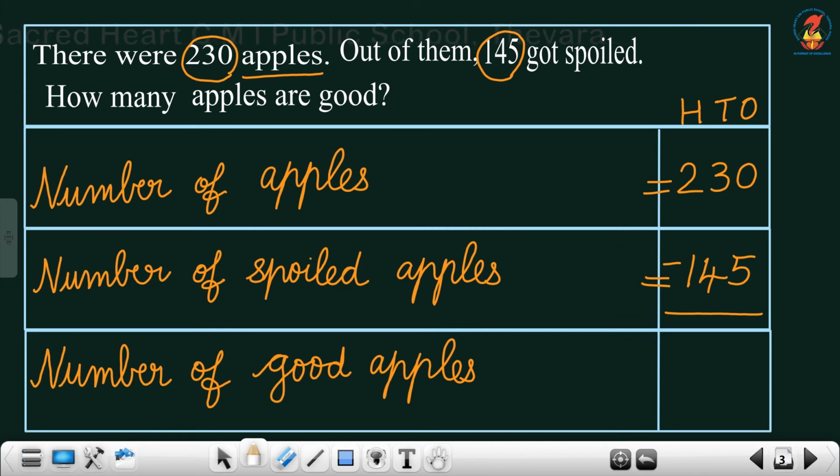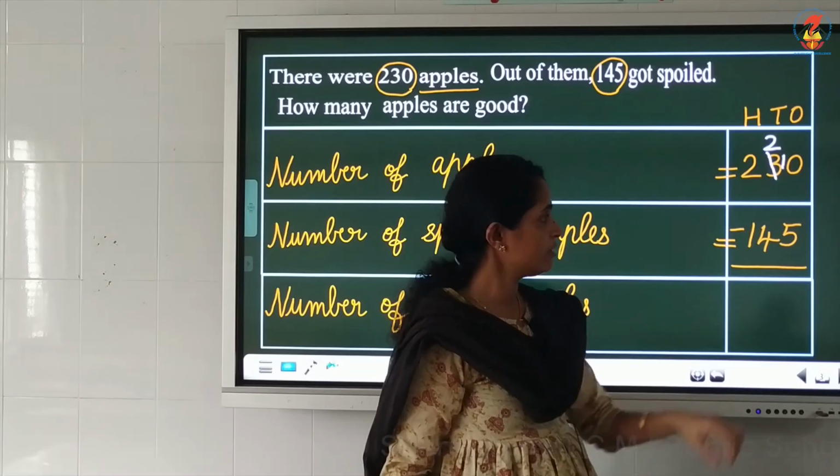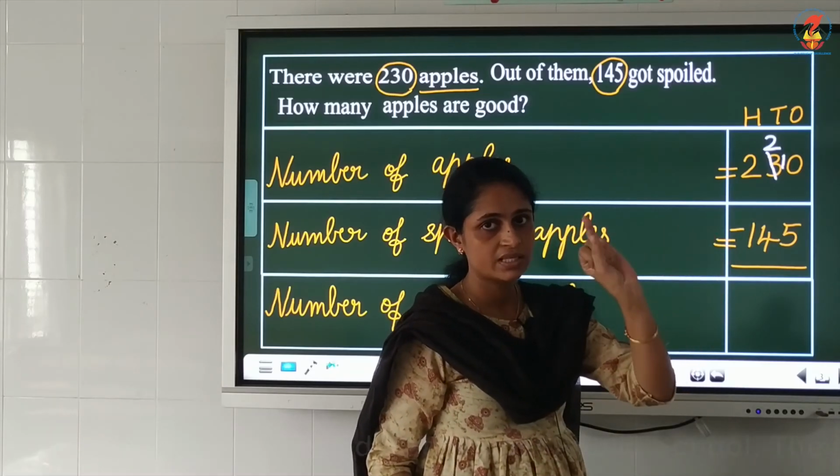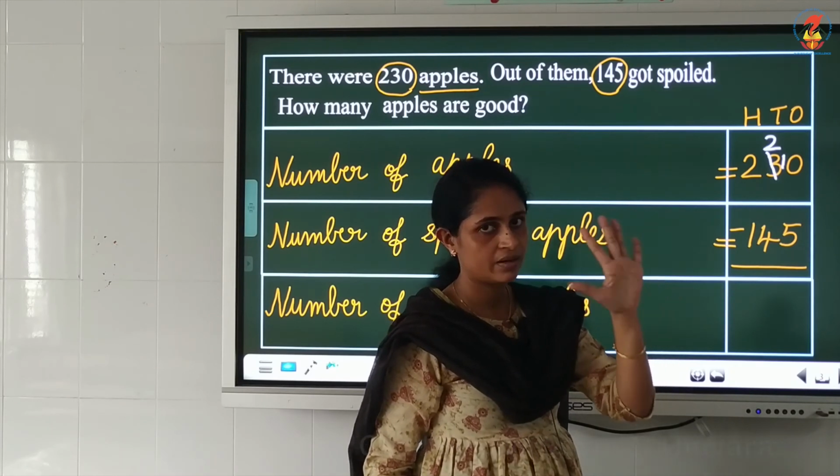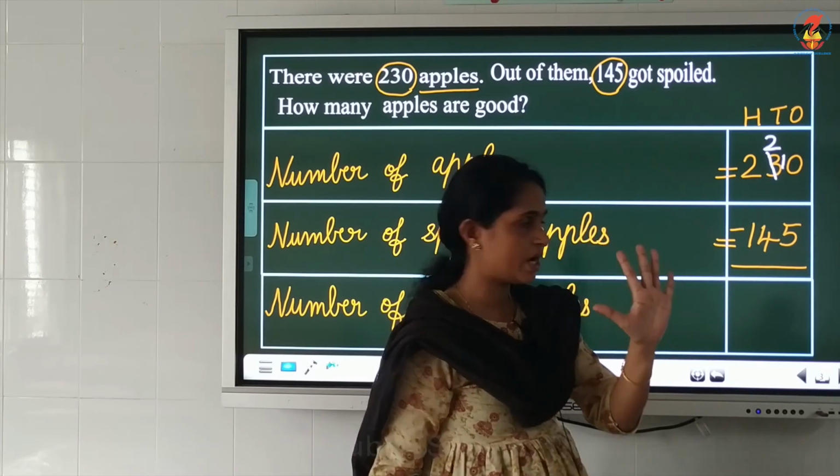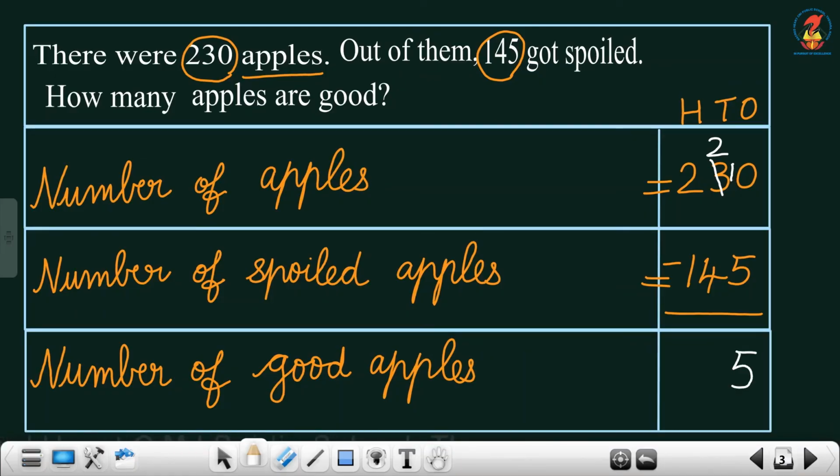Start from the ones place. 0 minus 5. Can you subtract 5 from 0, children? No, we can't subtract 5 from 0. So what you have to do? Borrow from the tens place. So when we are borrowing from the tens place, this 3 will become 2 and 0 will become 10. Now 10 minus 5. What is 10 minus 5, children? Count after 5. 6, 7, 8, 9, 10. How many fingers are raised? 5. So you write 5 here.